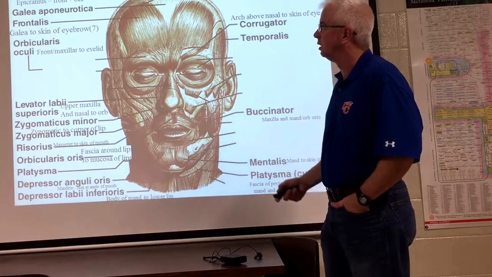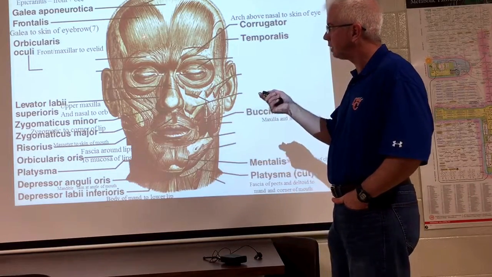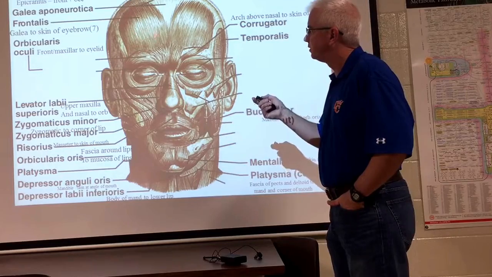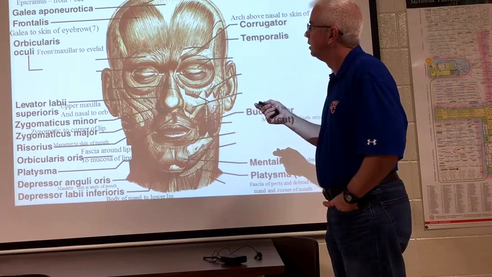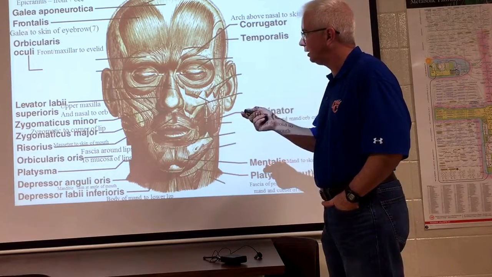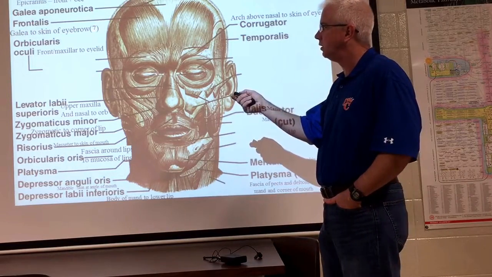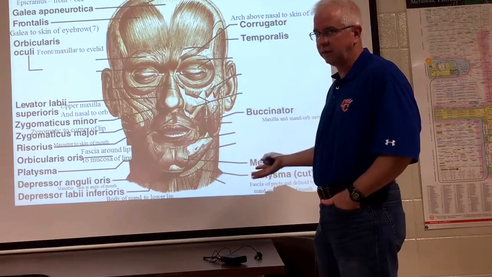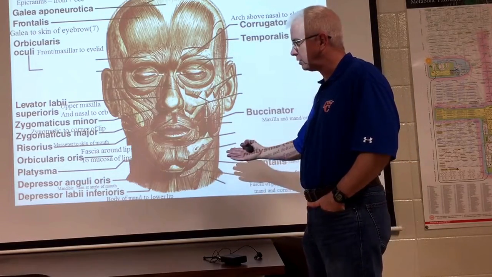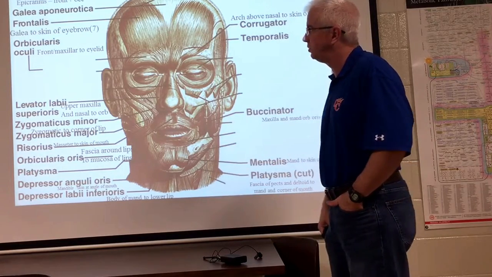All right, so the first one is the frontalis, and the frontalis muscle has attachments to the galea aponeurotica and the skin of the eyebrow. I have cranial nerve 7 written here. I didn't write it on the rest of them because they all get 7. These muscles that I have on this picture all get cranial nerve 7, the facial nerve.